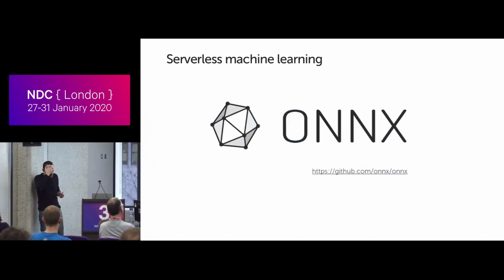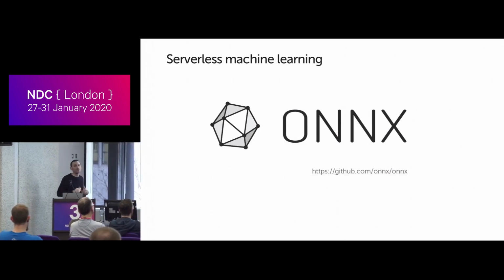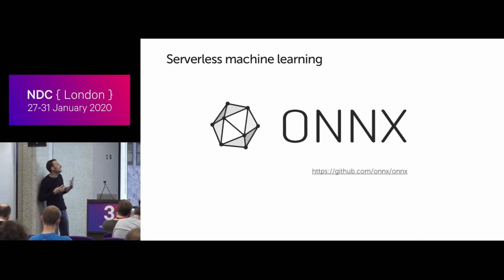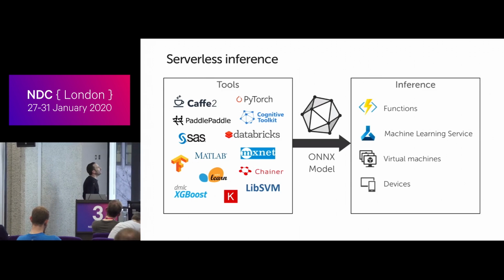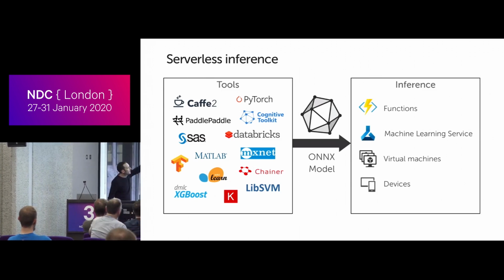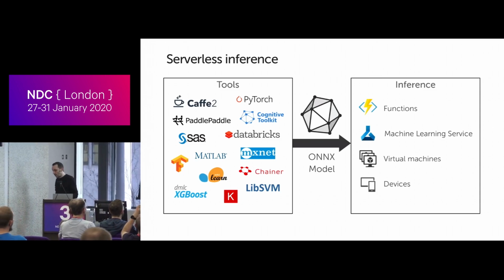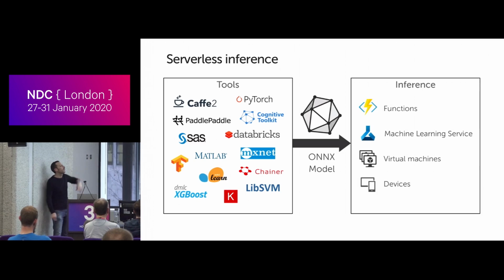So what about serverless machine learning? Well, if you know anything about ONNX, ONNX stands for the Open Neural Network Exchange. It's a specification that defines how to serialize computational graphs. What's interesting about this is it allows you to train models in the standard tools you're all familiar with. You can train a model in TensorFlow, export it to an ONNX model, and then run that ONNX model for scoring or inference on pretty much anything.